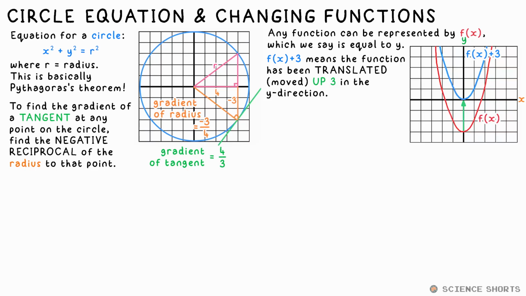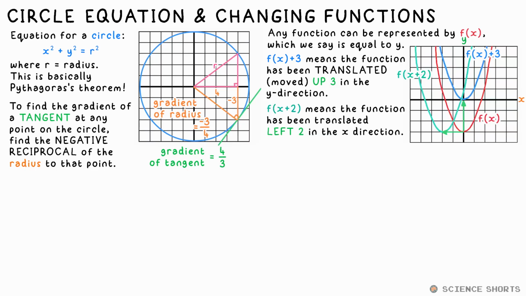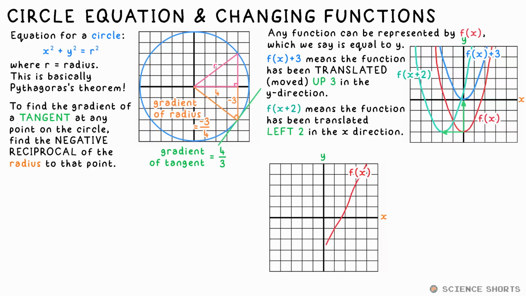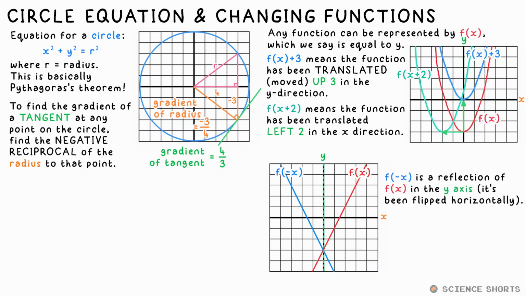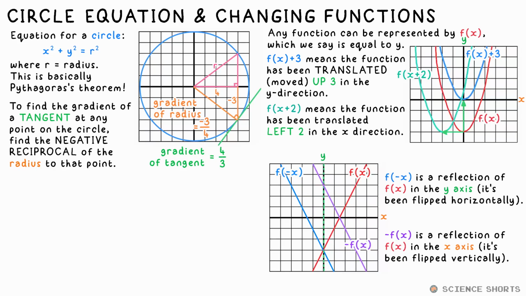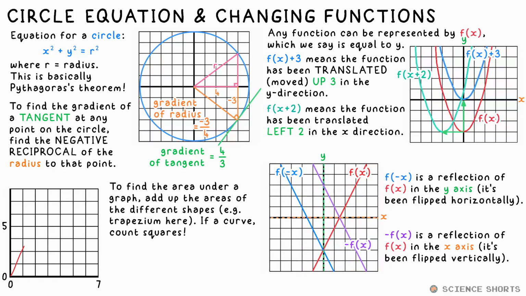It's being translated upwards. To translate sideways along the x-axis, however, we say it's no longer f of x, but f of x plus 2. That doesn't mean it moves to the right, but this time it's translated to the left. A minus would translate it to the right. The reason it's different is because this time, in order for y to be equal to f of x plus 2, that means that every x value has to be 2 less than what it was, hence the move to the left. A reflected function is just the result of sticking a minus in front of the function, or the x. f of minus x is a reflection in the y-axis, while minus f of x is a reflection in the x-axis. Finally, you have to be able to calculate or estimate the area under a graph.